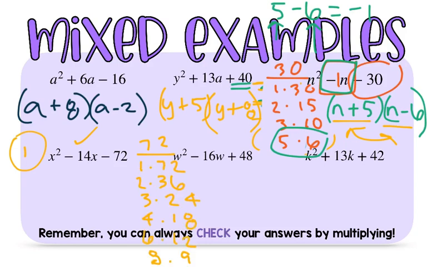Alright, so you should have a pretty big list for factors of 72, and let's go through and knock out the ones that will never, in any combination, add to get me to negative 14. So 1 times 72, no way can that ever add to get you to negative 14, even if one of them was negative. 2 and 36, if you added them with one of them being negative, you would either get 34 or negative 34. 3 and 24, if you added them with one of them being negative, you would either get 21 or negative 21.